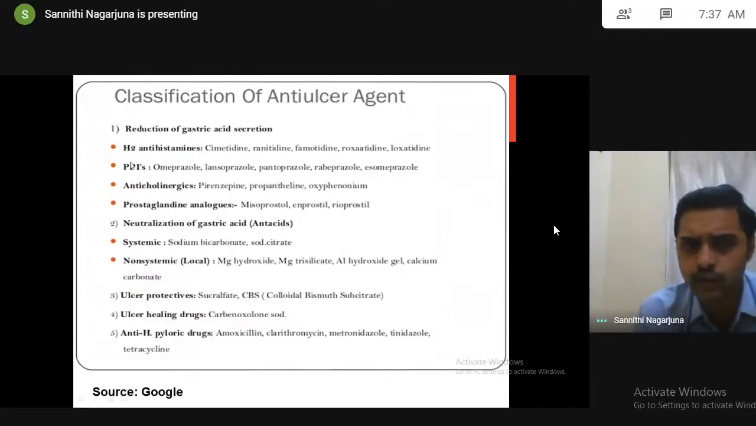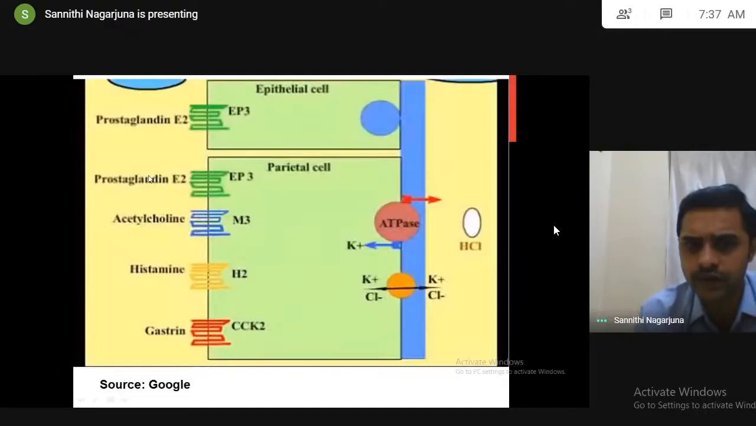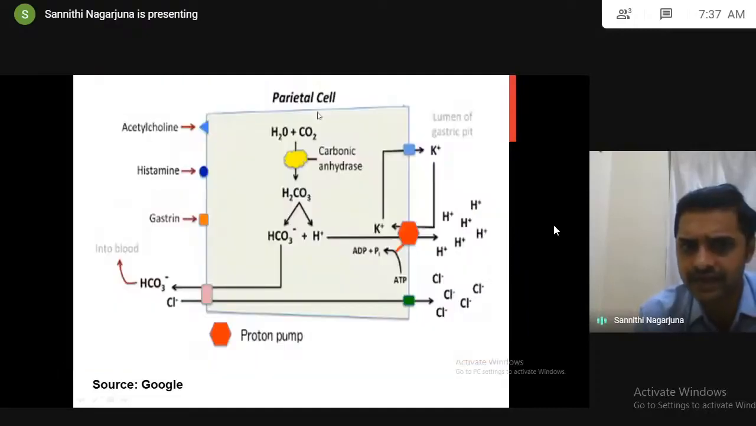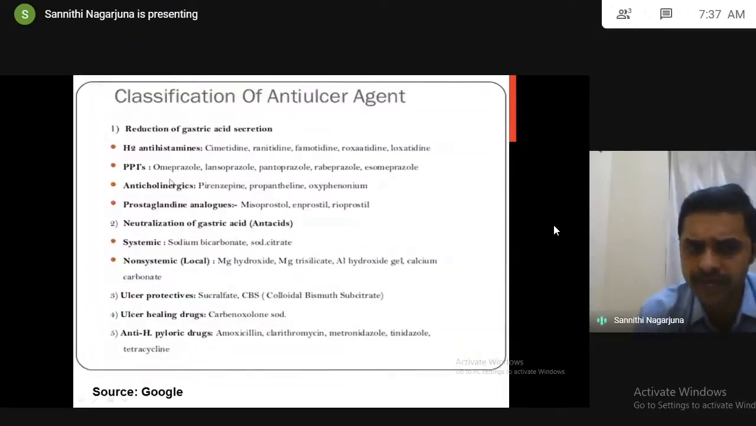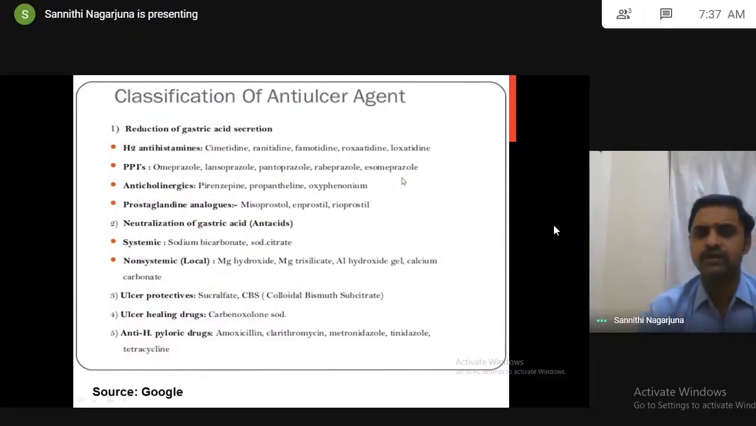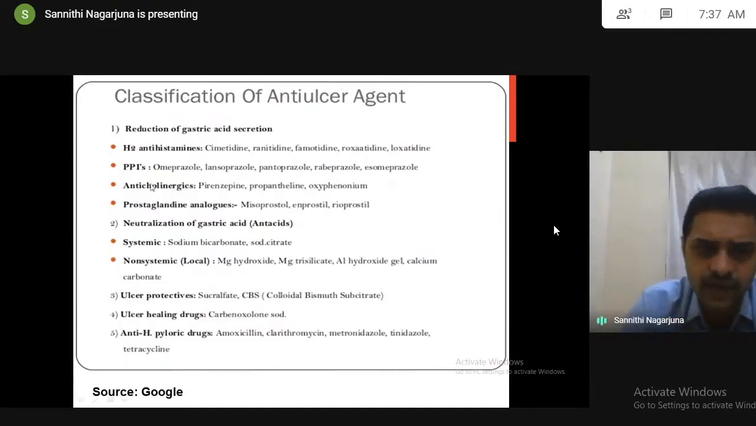Next is what? Proton pump inhibitors. I told you, the parietal cells release acid with the help of the proton pump present here, also called H plus K plus ATPase. So proton pump inhibitors like omeprazole, lansoprazole, pantoprazole, rabeprazole and esomeprazole. Next is anticholinergics, especially M1 receptor blockers like pirenzepine, propantheline and oxyphenonium.